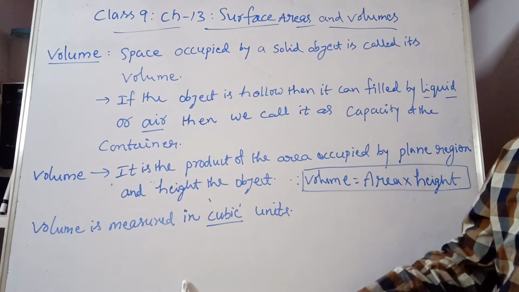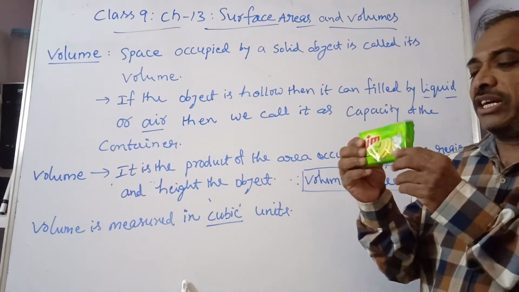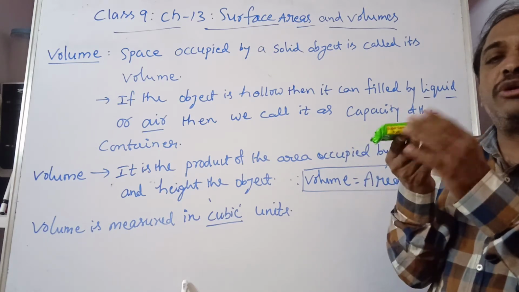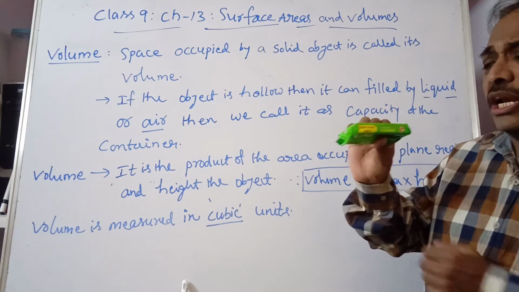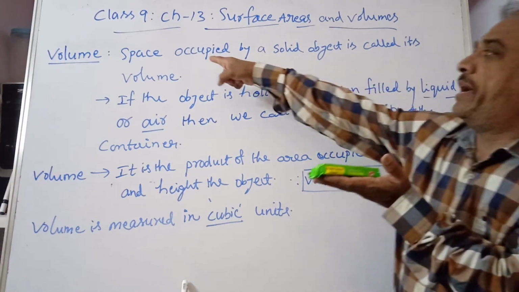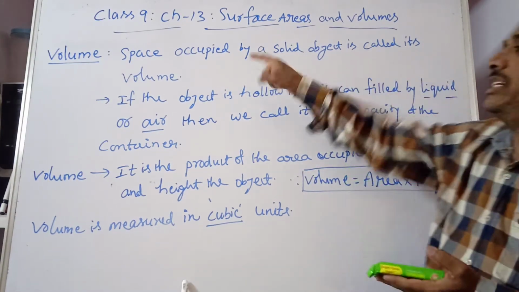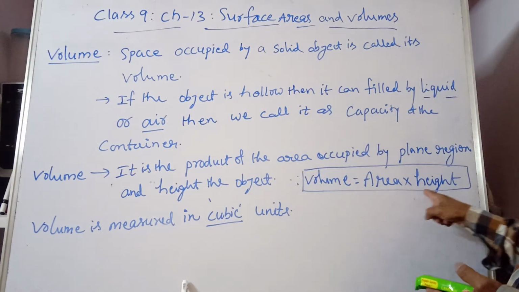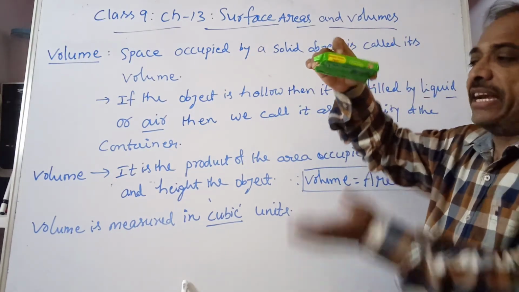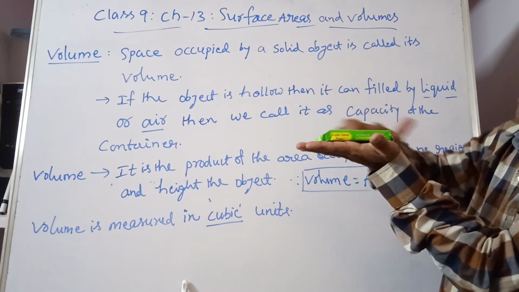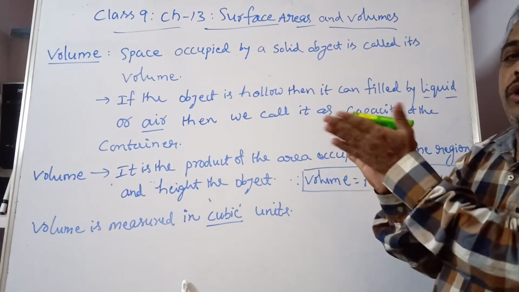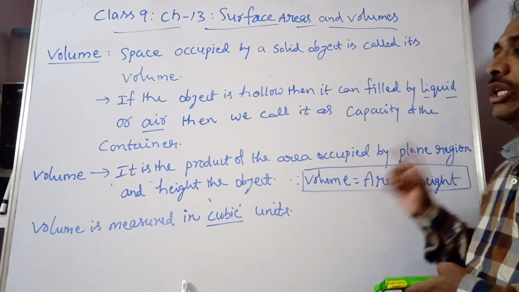Next, a solid object. Now you see, this is a solid object. What is the shape? It is a cuboidal shape. The space occupied by a solid object is called its volume. So volume is equal to area into height. When I place it, how much space it occupies is the area of the plane region, a rectangular region, into the height. So area into height gives the volume.